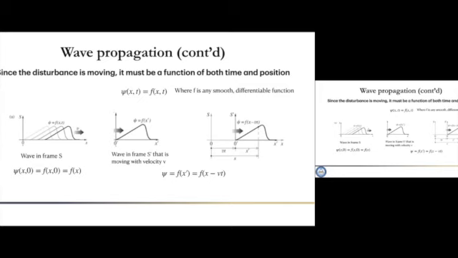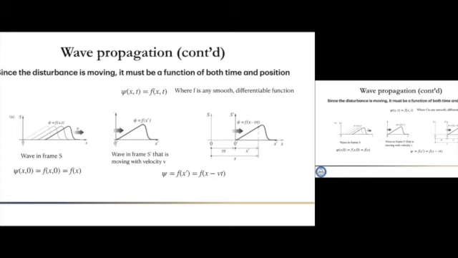And if I now translate myself into a frame that's moving with velocity v, which is this frame S prime, well, the shape of the wave must remain the same because the wave itself was moving with the velocity v. So if I move into a frame that's moving also with velocity v, then the shape of the wave must remain unchanged. And that is this middle graph that you see here, which is psi equals f of x prime.